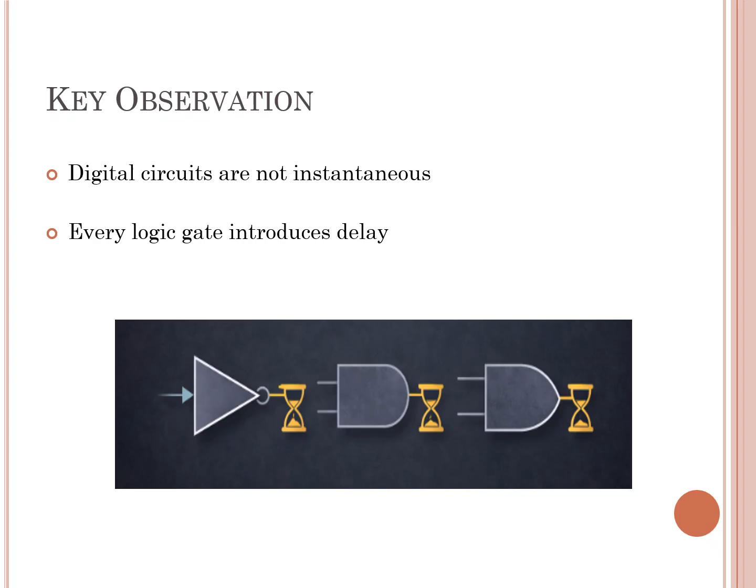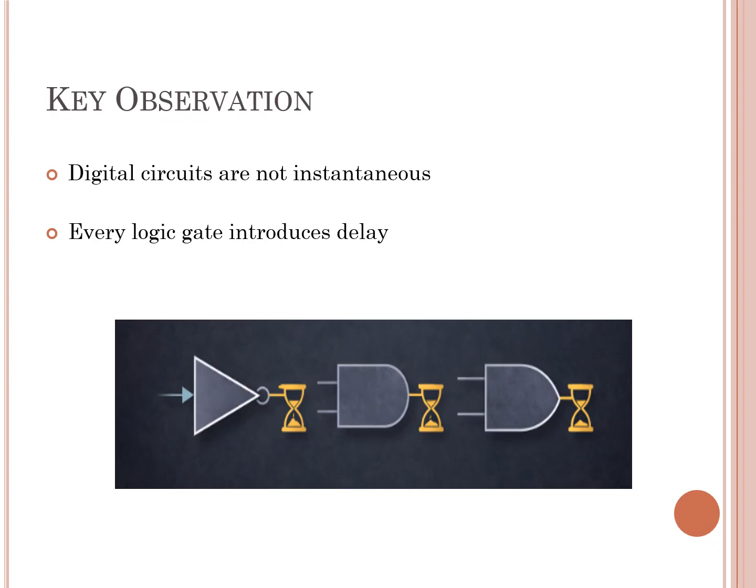So, from the NOT gate example, we observed something very important. First key observation is digital circuits are not instantaneous. Even though we work with zeros and ones, internally the circuit is made of transistors and these transistors take time to switch. So, output can never change immediately after input.